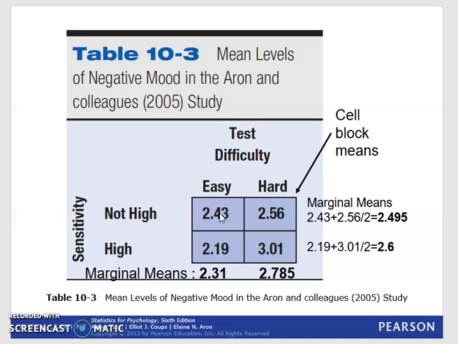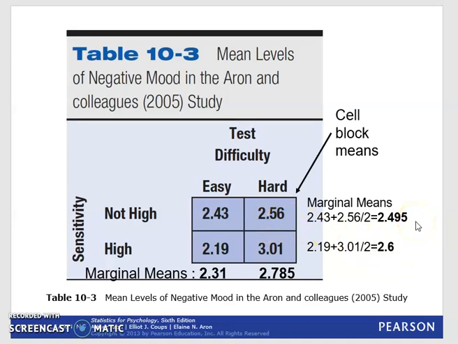The mean for not high sensitive, easy task difficulty was 2.43, hard not high 2.56, high sensitivity easy task 2.19, task difficulty for hard 3.01. And these mean numbers are your mood, level of negative mood. So when I'm interested in looking at interactions, I'm going to look within these cell block means.